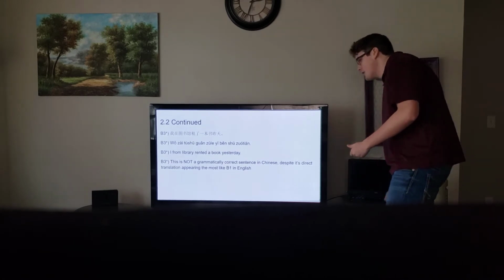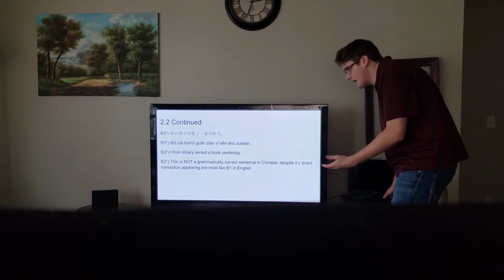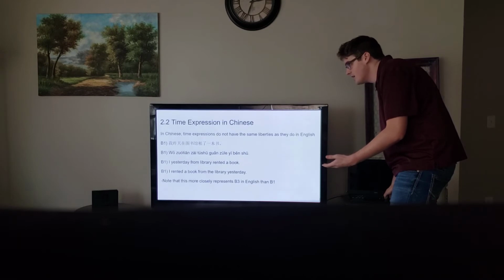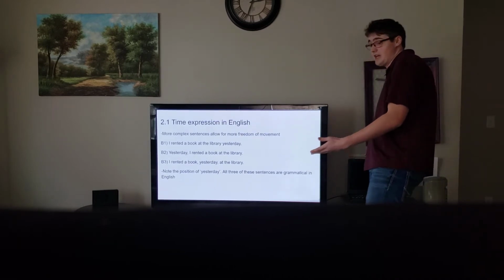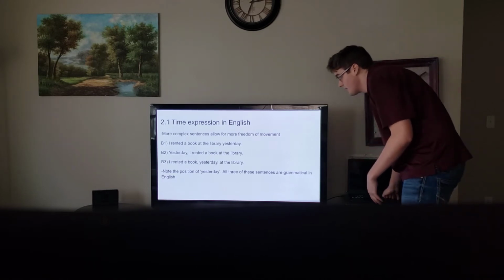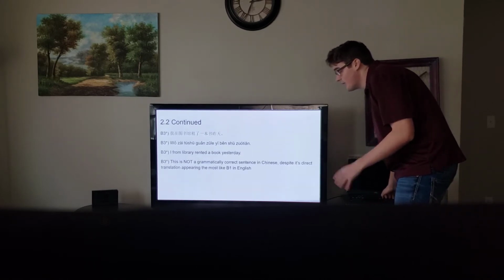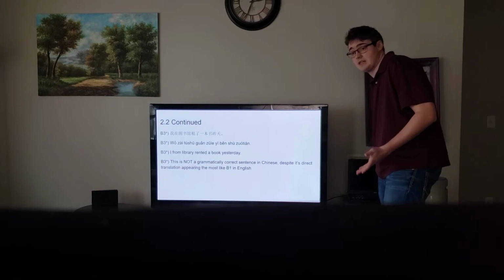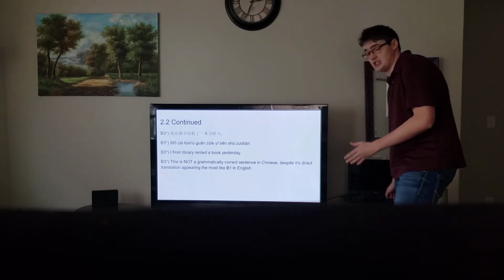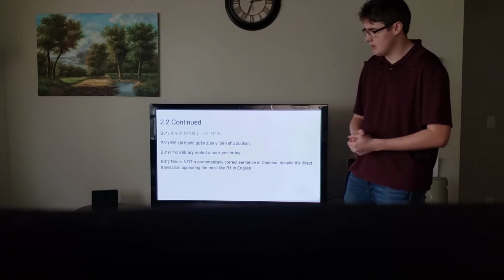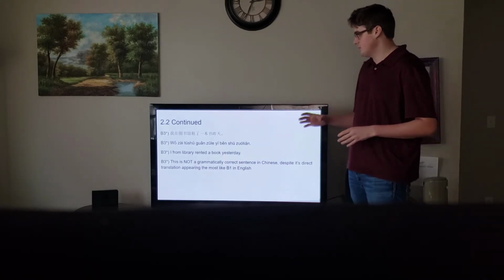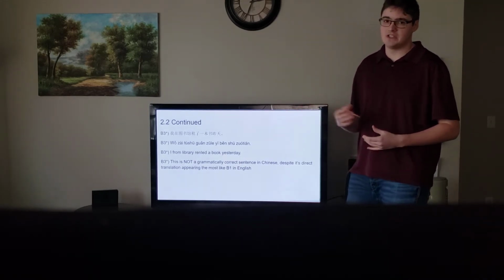So if we go back, we can read, I from library rented a book yesterday. And we can see, I rented a book at the library yesterday as a direct parallel between the two sentences. However, one of them is grammatically correct in English and one of them is not in Chinese. So why? Why are we not allowed to put time expression at the end of a sentence in Chinese?